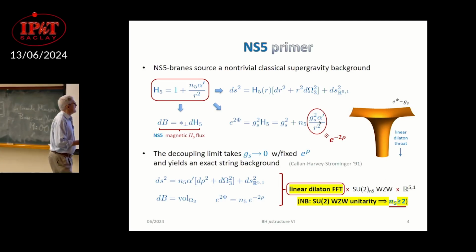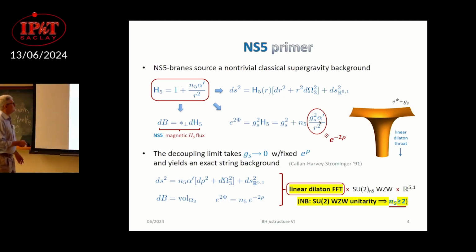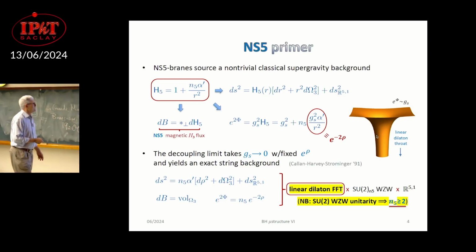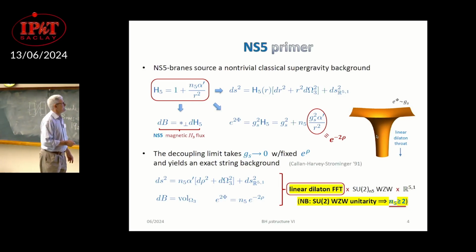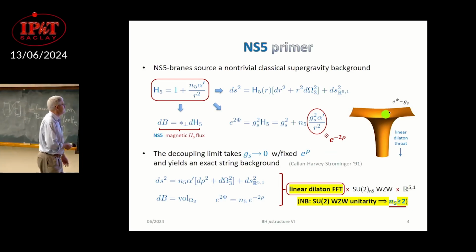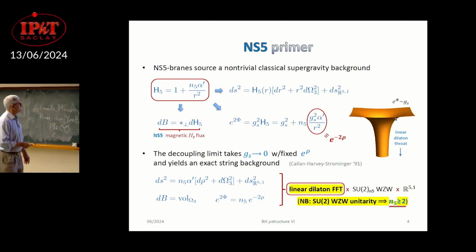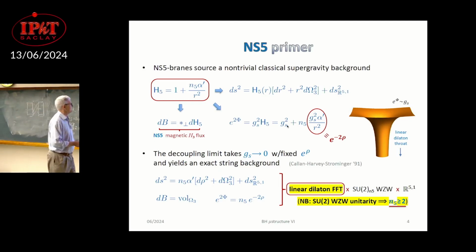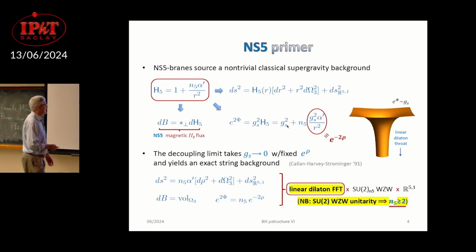Long ago, Callan, Harvey and Strominger said, well, we'd like to study this in string theory. This geometry is too complicated. Let's make a simplification by taking g_string to 0. So this is the first decoupling limit in string theory, well in advance of gauge-gravity duality.